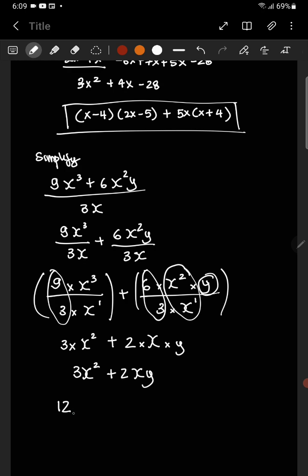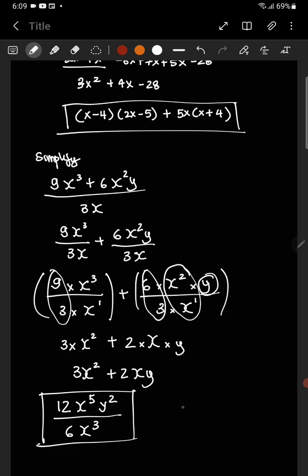12x to the power of 5, y to the power of 2, and then in here I will say 6x to the power of 3. This one, and then maybe the next one will be 3x to the power of 4 plus x to the power of 6 over x to the power of 3.